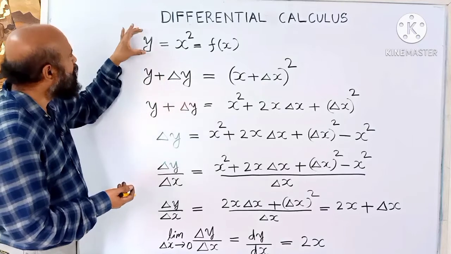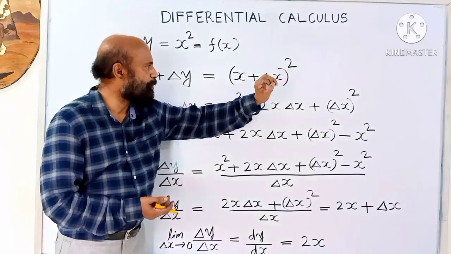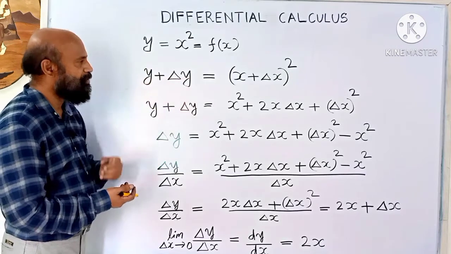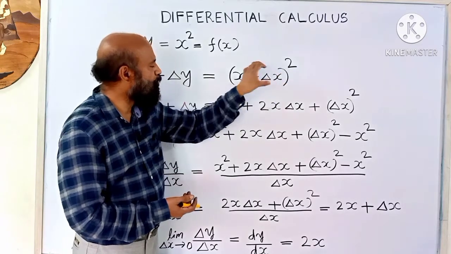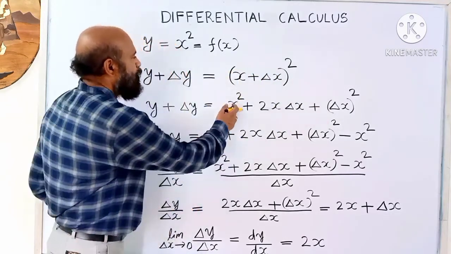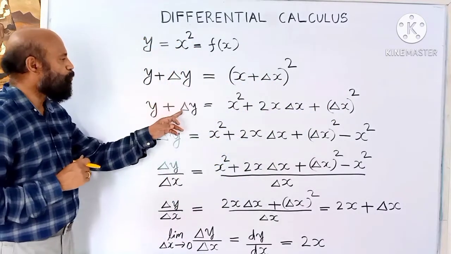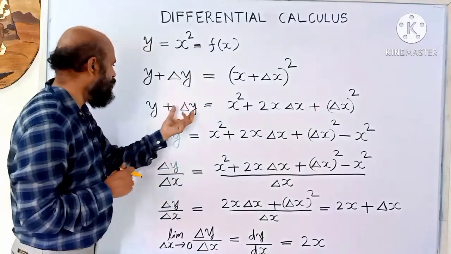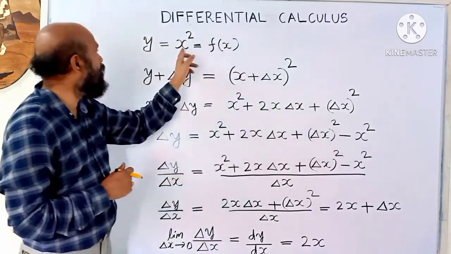Now we'll see generally, y is equal to x square. Suppose x changes by a small amount, delta x, so x plus delta x whole square instead of x square. At that time y changes by a small amount, delta y, so instead of y, y plus delta y. Now it is of the form a plus b whole square, so a square plus 2ab plus b square. So we can expand this: x square plus 2x delta x plus delta x square. Now delta y is the change in y. Take this y to the other side, so you'll get delta y equals that minus y, but y is x square.